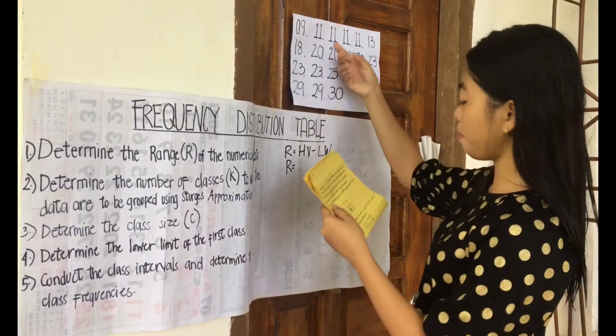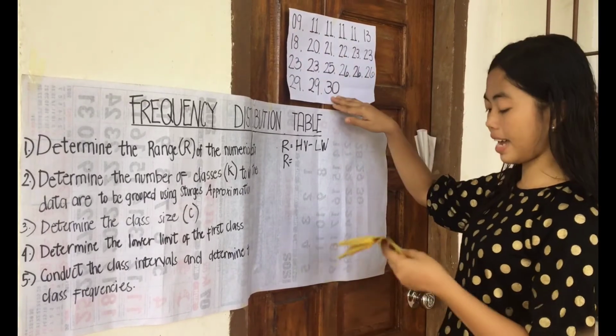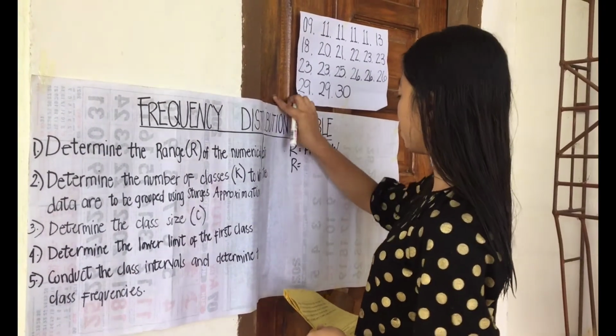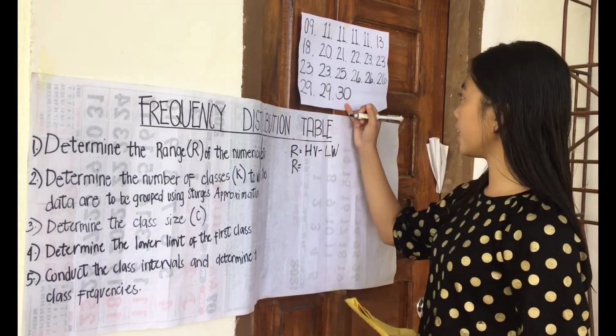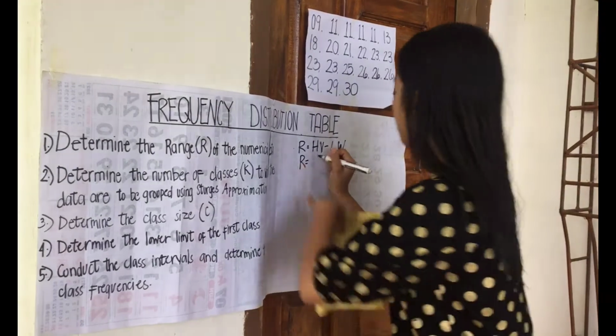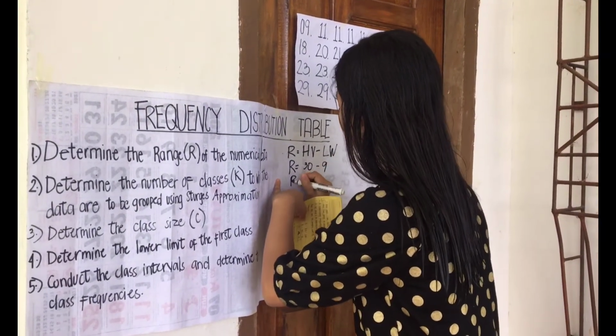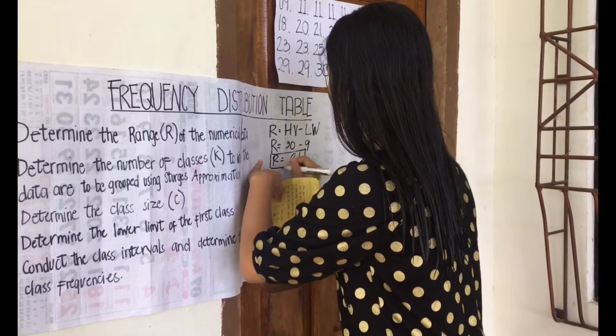These are the sample scores of 20 students. The range equals the highest value minus the lowest value. The highest value is 30 and the lowest value is 9. So 30 minus 9 is equal to 21. The range is 21.